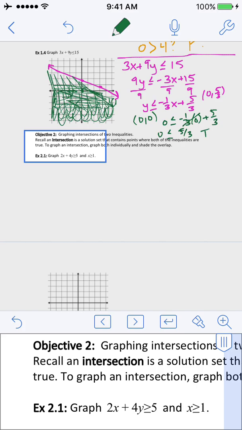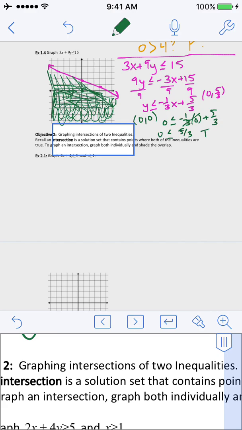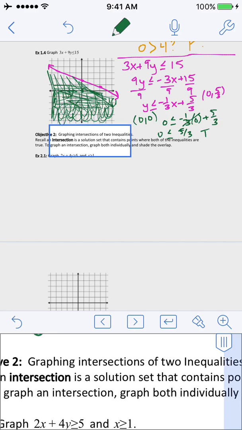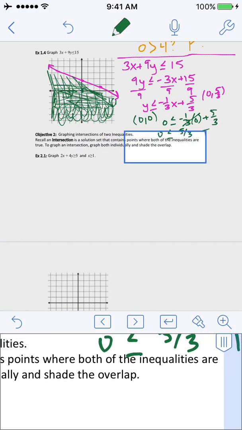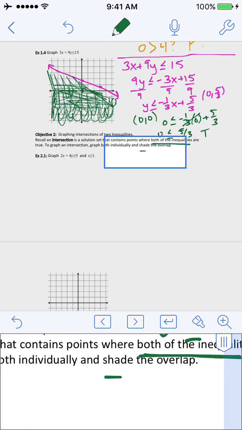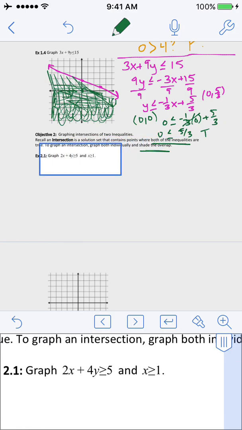Alright, so now we're going to be graphing what we call intersections of 2 inequalities. Now, that sounds super complicated. It's not. We're going to graph 2 inequalities on the same plane, and then we're only going to shade the part that makes them both true. That's really the idea here. We only want to shade the part where they're both true, or shade the overlap. So let's take a look here. Sometimes you'll see it written like this.